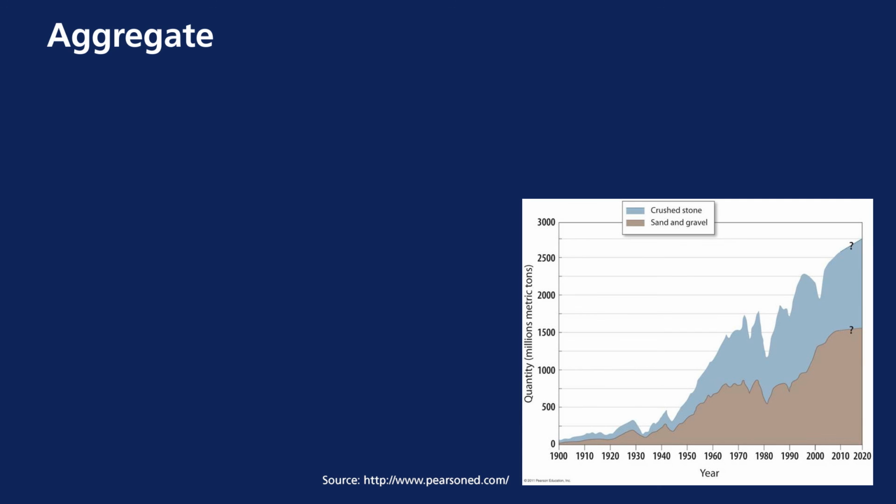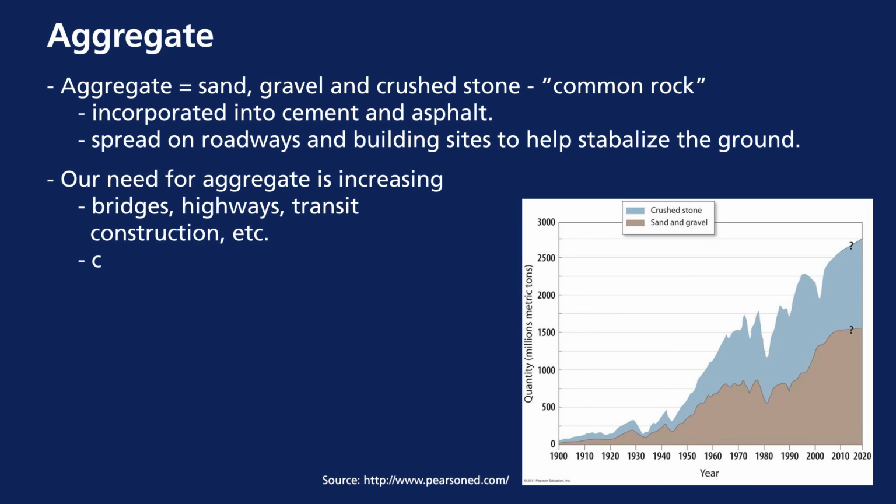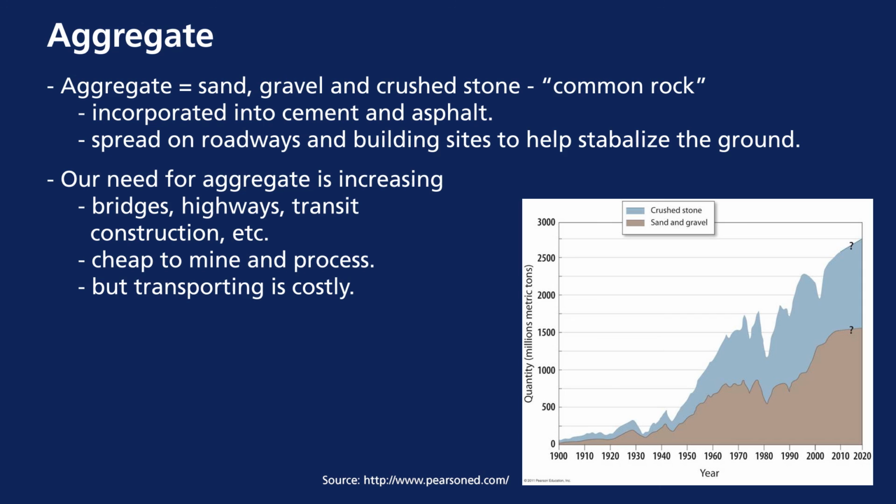Aggregates, so that's sand, gravel, and crushed stone, which is also called common rock. We use that to make cement and asphalt. We spread this on our highways, our roadways, and building sites to stabilize the ground, because clay is not necessarily the best foundation. Our needs for aggregates are increasing because of our infrastructure. So you must think of bridges, highways, transit construction, roadways, etc. They are relatively cheap to mine and process, but very costly to transport.